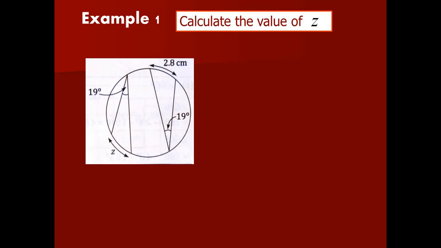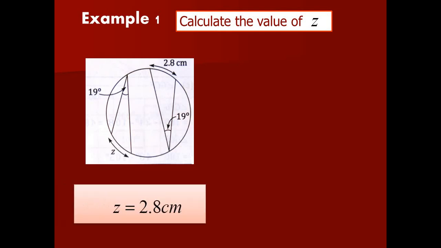The first example, calculate the value of z. Given to you this arc 2.8, we're going to figure out what is z. Given here both angles are equal to 19. So what does it mean? Meaning both arcs will have the same length. So your z is equal to 2.8 centimeters.